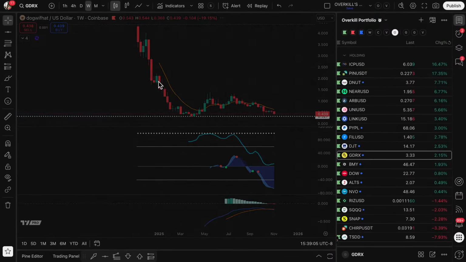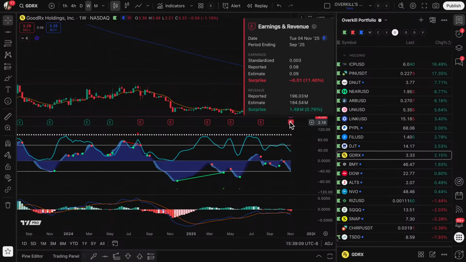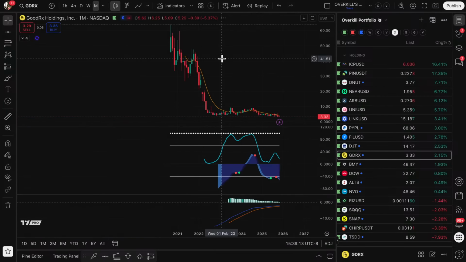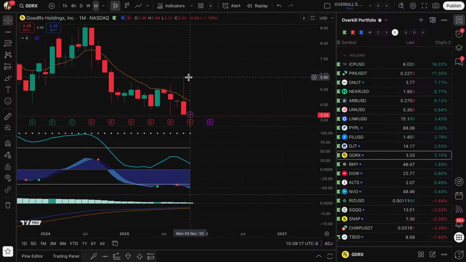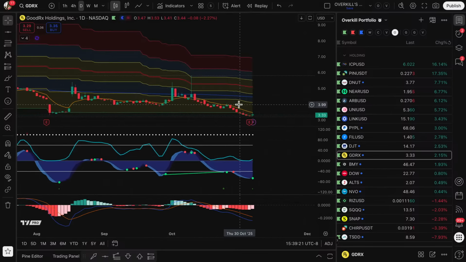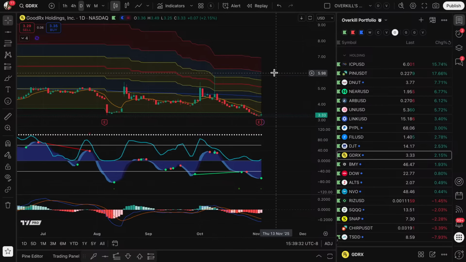GoodRx. I like GoodRx a lot. I actually almost added to this one today. They did miss their earnings, but they beat on their revenue. This one does have a red dot, though, on the monthly. So it had a big pop up to $6 and then just dumped. But I like it. I like the daily chart here, and we're right here into support. I mean, we're literally sitting at the point where we bounced last time. So I don't think GoodRx is going to go below $3, and our target would be right here between 6 and 7. I still think that one looks good.